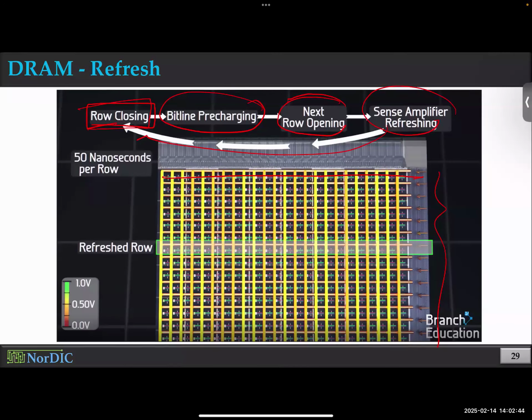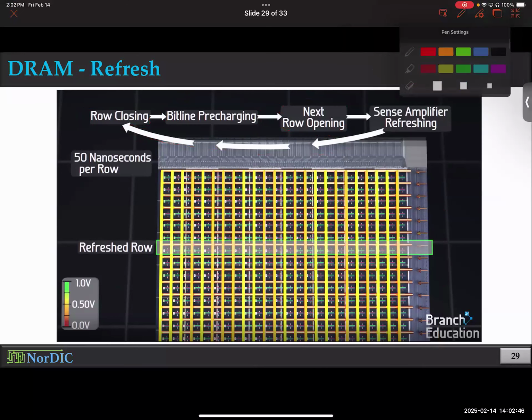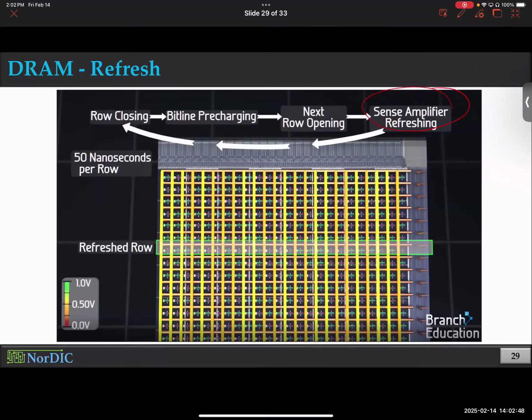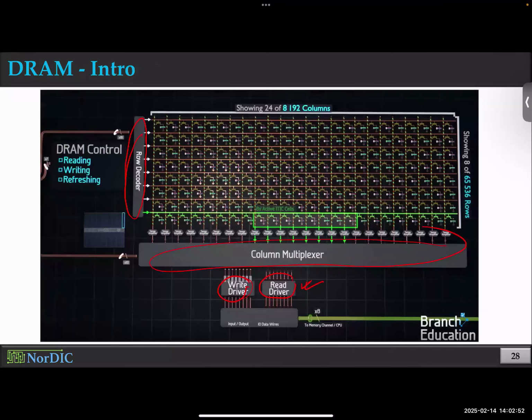So what does it mean by sense amplifier refreshing? Remember, after you read, sense amplifiers, which we haven't talked much about, are sensing what is being stored, right? They're showing you, oh, it was storing 1 or 0. So in fact, you have to refresh that circuit as well. Otherwise, it will hold on to 1 or hold on to 0.